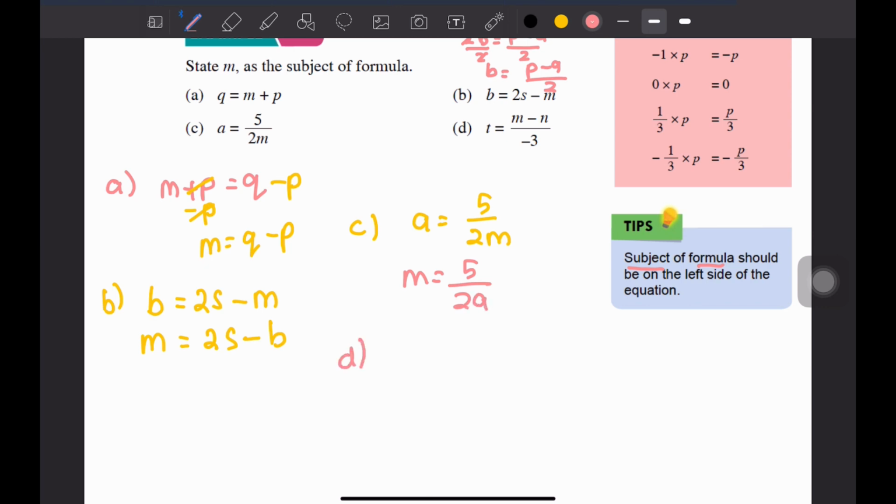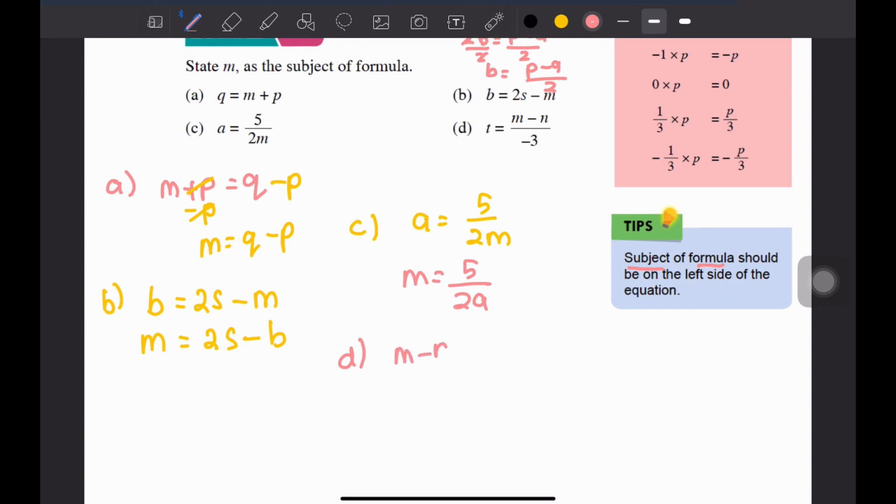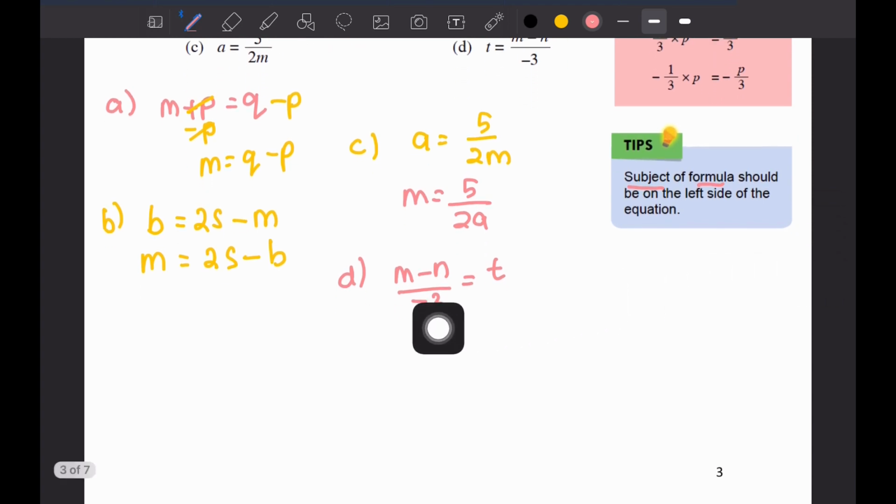And last one D. So we have T. Sorry. M minus N over negative 3 is equals to T. So we need to move negative 3 first. So negative 3 you move to the next side. Tolong jangan fikir macam ni, negatif pindah sebelah jadi positif. Tak. Ini adalah bahagi. Bahagi pindah ke sebelah akan jadi darab. Itu adalah kita punya first operation. So, M minus N is equals to negative 3T. Bukan 3T, negatif 3T.